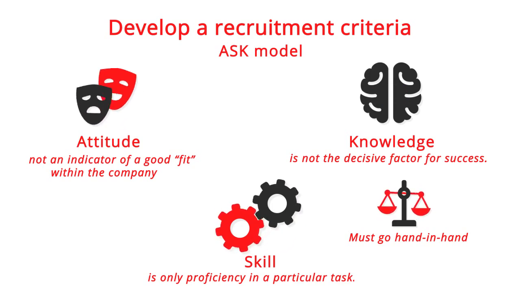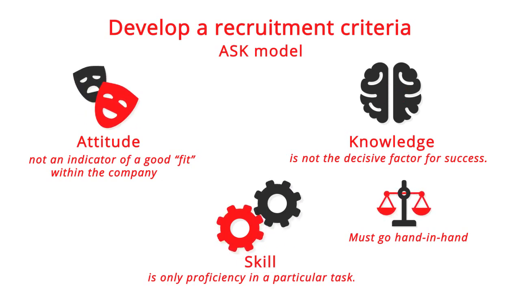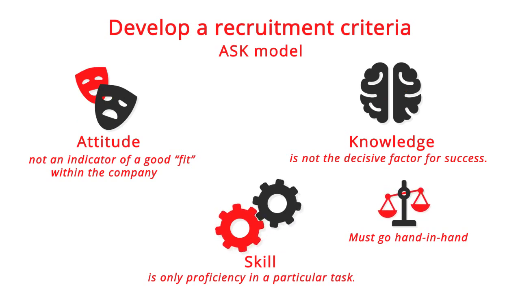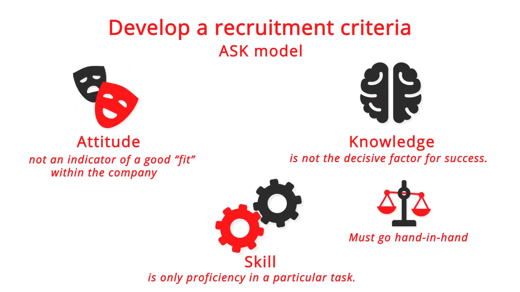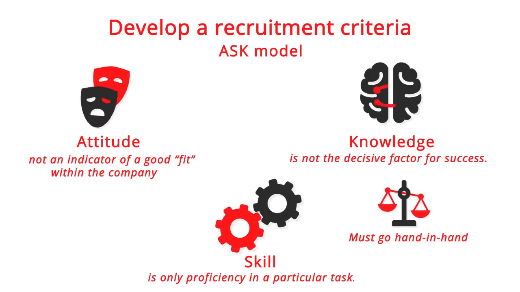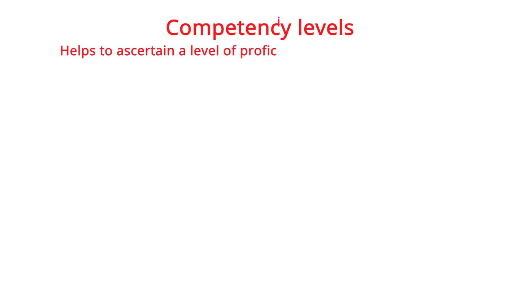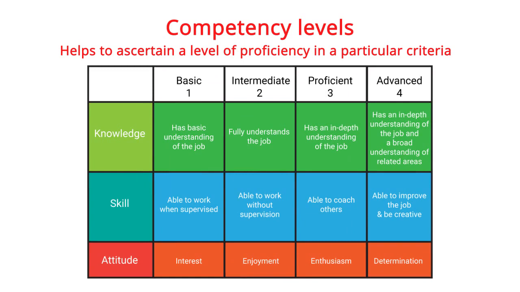Each job within your company will require a different set of attitudes, skills, and knowledge. And it is these attitudes and skills that define the employee or candidate's ideal behavior. So, under the ask model, there are 3 components that form competency: the attitude, the skill, and the knowledge. How do you determine your competency levels? Let's look at that on the next slide. Now, your competency levels help you to ascertain the level of proficiency in a particular criteria. So that is a ranking from perhaps novice to expert level in that particular criteria.